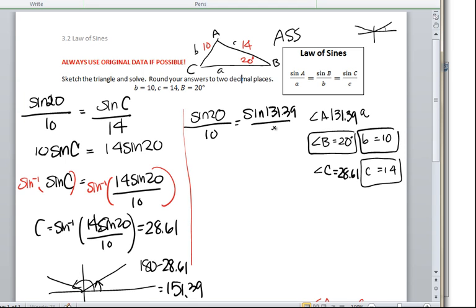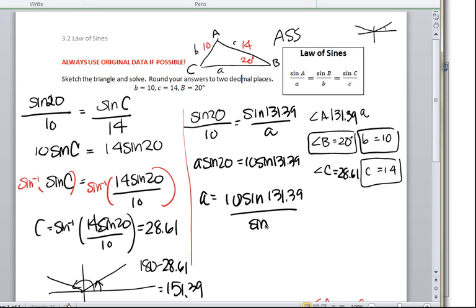So I have A sine 20 is equal to 10 sine 131.39. So that tells me that A is equal to 10 sine 131.39 all over sine of 20. I don't know why my pen is selectively writing. But anyway, when I plug that into my calculator, I get 21.94 for A.